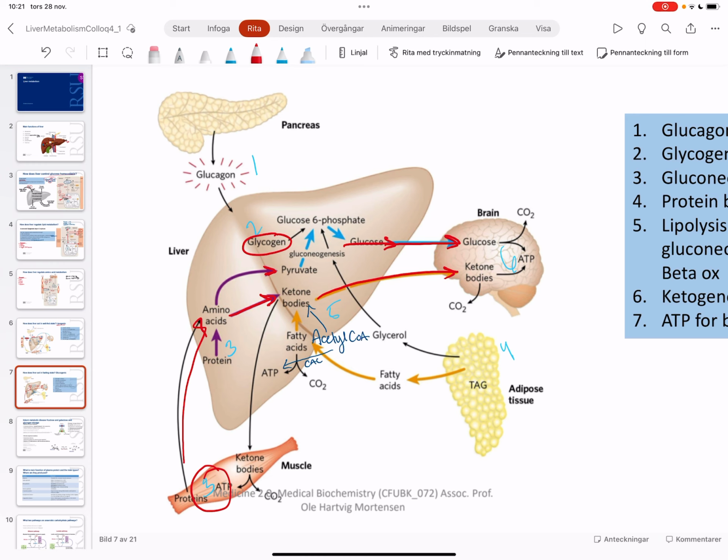So that will happen. And now in number 4, adipose tissue, when glucagon is present, will activate lipolysis, hydrolyzing the TAGs and forming glycerol and fatty acids. And in that case, the fatty acids will undergo beta oxidation, and they will produce acetyl coenzyme A. Acetyl coenzyme A can be formed into ketone bodies or go through the citric acid cycle to produce ATP.